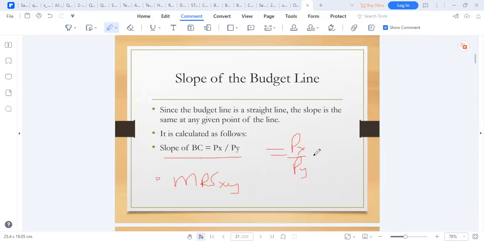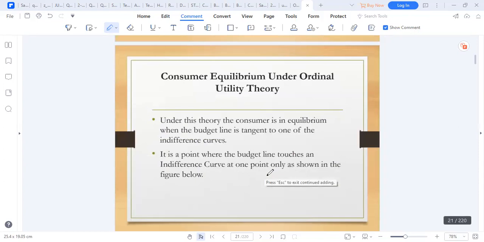So what was the price of good x? It was 2, and the price of good y was 1. So our slope here will be given as 2. So this is how we find the slope.